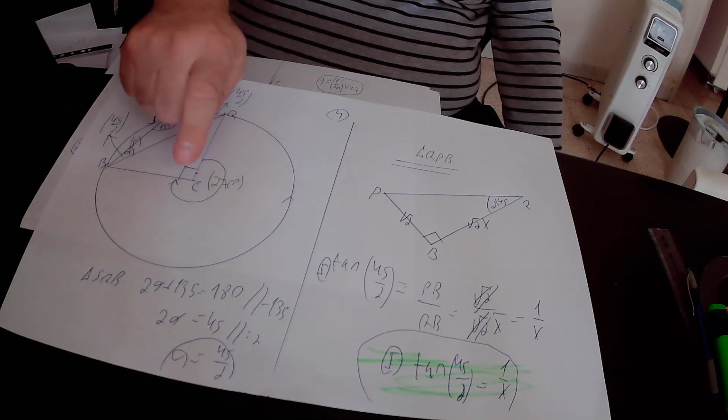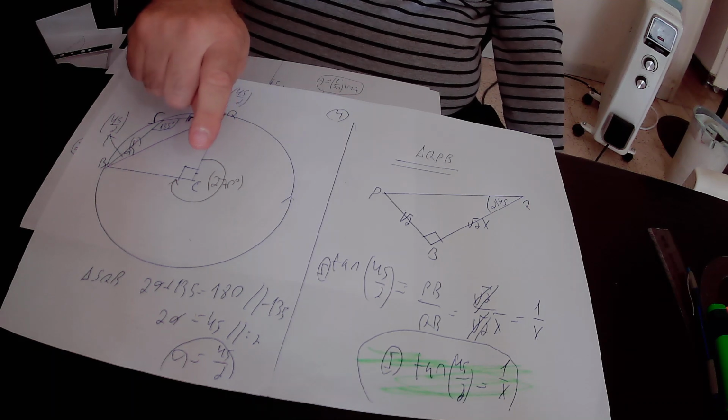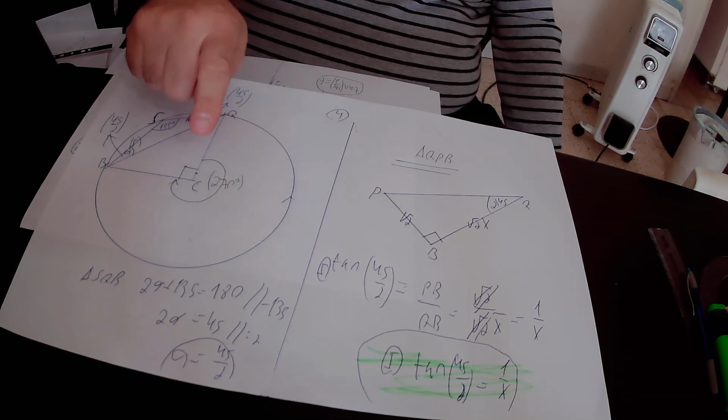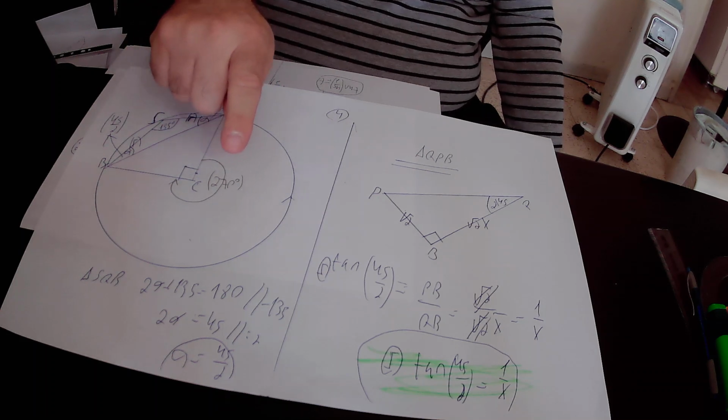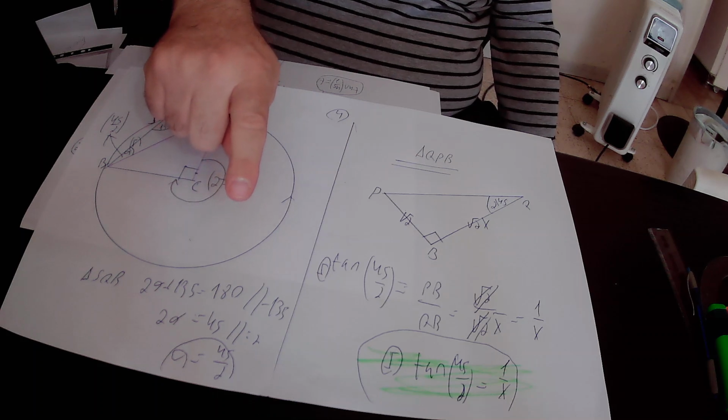We subtracted 135 degrees from this equation, and finally found out that 2 alpha equals 180 degrees minus 135 degrees, which is 45 degrees, so 2 alpha equals 45 degrees. We divided this equation by 2 and finally found out that alpha equals 45 over 2 degrees.